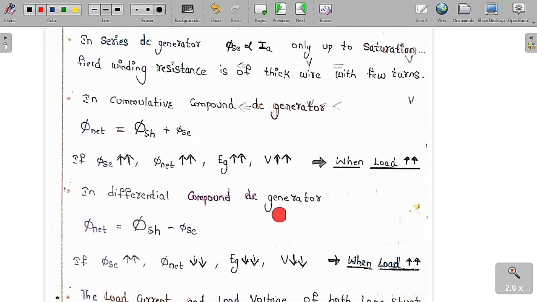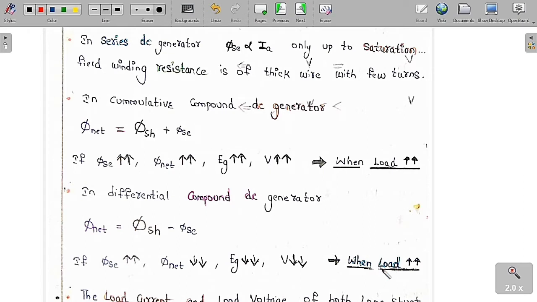Whereas in the differential compound DC generator, phi net is equal to phi S minus phi SC. So whenever the load increases, the ISC increases, so phi SC increases, the overall flux will decrease. So EG decreases, so V also decreases.